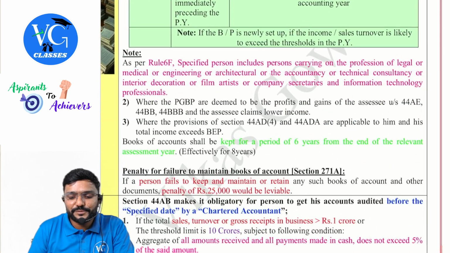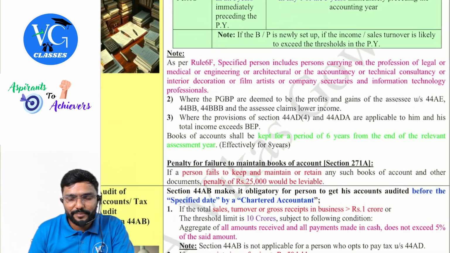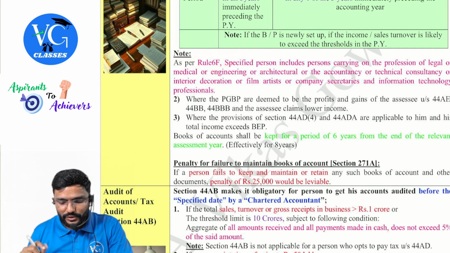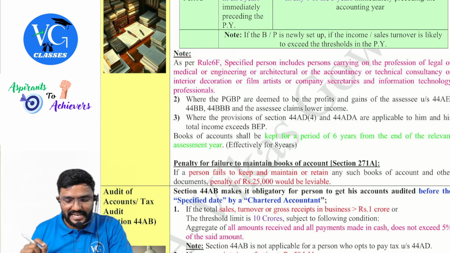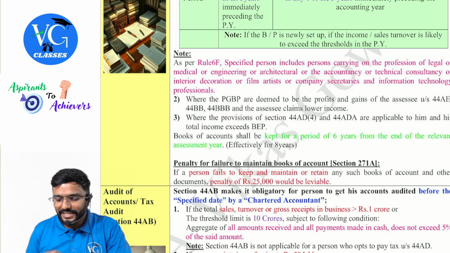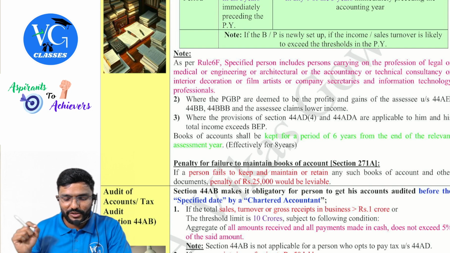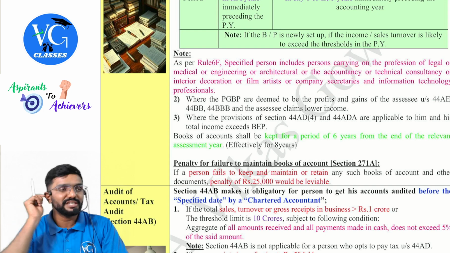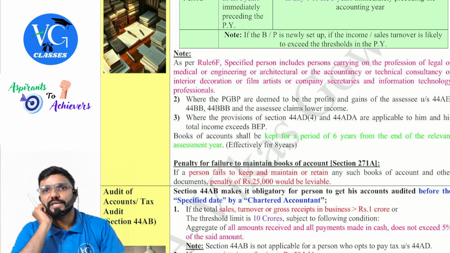Let us first see who is a specified person. Who is a specified person is given in Rule 6F. Specified person includes persons carrying on the profession of legal, medical, engineering, architectural, accountancy. Practicing chartered accountants are also covered, or technical consultancy, or interior decoration, or a film artist, or company secretaries are also covered, and information technology professionals.